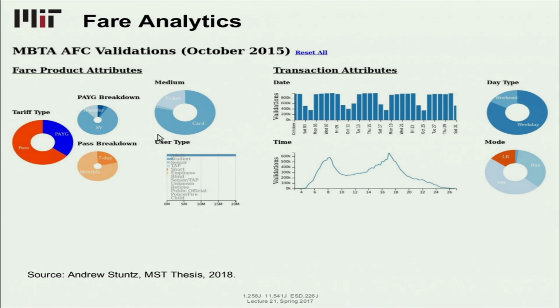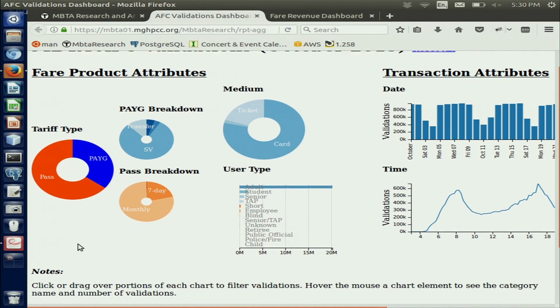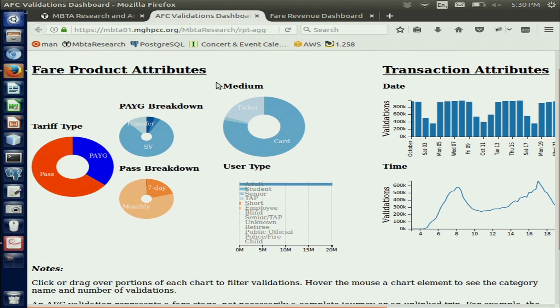And one of the examples of his work is a dashboard, where you can look at all sorts of fare transactions by fare product, by pass or no pass, by user type, and you can filter and see exactly who's using your system, how often. Let me see if I can show that to you live. Okay, so here's AFC validations for October 2015. So if I want to see, for example, here we're looking at everything, right? So we're looking at tickets and cards and passes and monthly passes and pay-as-you-go.